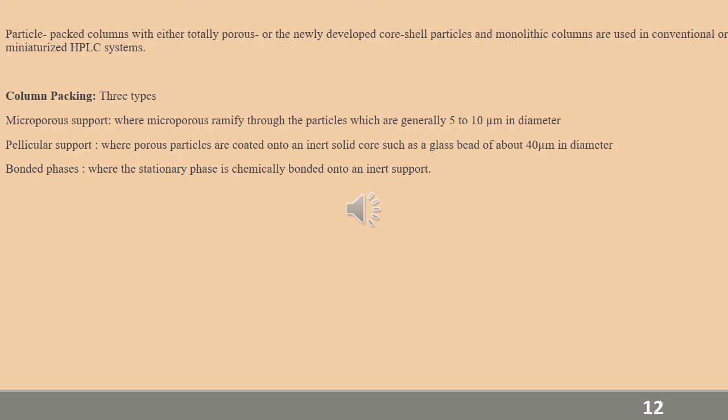Particle packed columns with either totally porous or the newly developed coarse shell particles and monolithic columns are used in conventional or miniature HPLC systems. Column packing has three types: microporous support, where micropores ramify through the particles which are generally 5 to 10 micrometer in diameter; pellicular support, where porous particles are coated onto an inert solid core such as glass beads of about 40 micrometer in diameter; and lastly, bonded phase, where the stationary phase is chemically bonded onto an inert support.